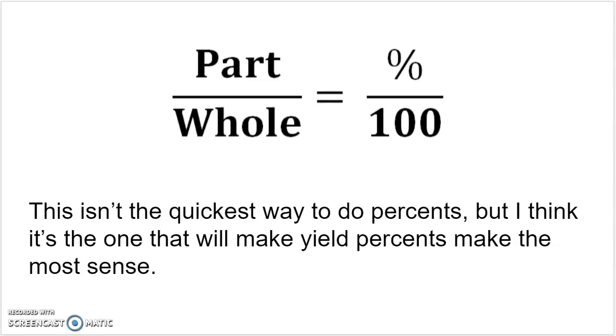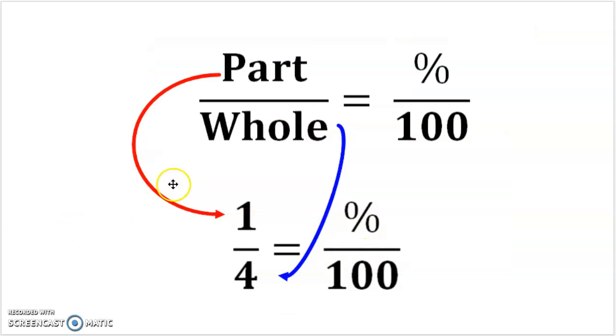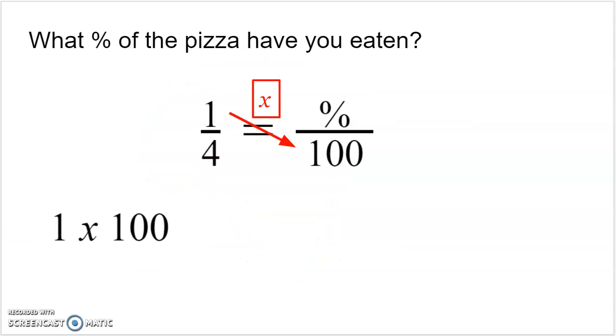I'm just going to give you a kind of silly example just to show you how to use the formula. This says to calculate what percent of the pizza you've eaten. You've eaten one piece, so that's the part we're talking about. The original pizza was 4 pieces, so that's the whole. So the part is 1, the whole is 4.